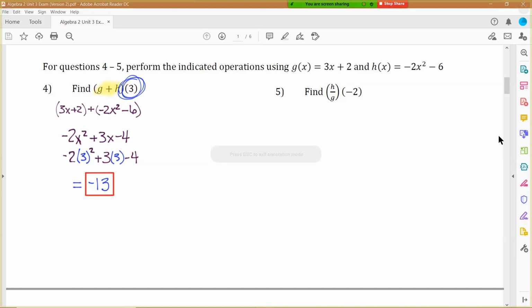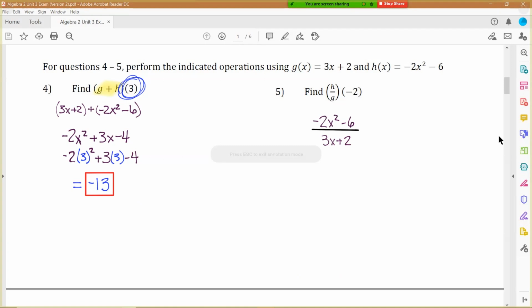Question number 5, we're asked to find h divided by g of 2. So I'm going to make a fraction. On top of that fraction, I want to write h, which is negative 2x squared minus 6. And then in the denominator, I want g, 3x plus 2. That's h divided by g.